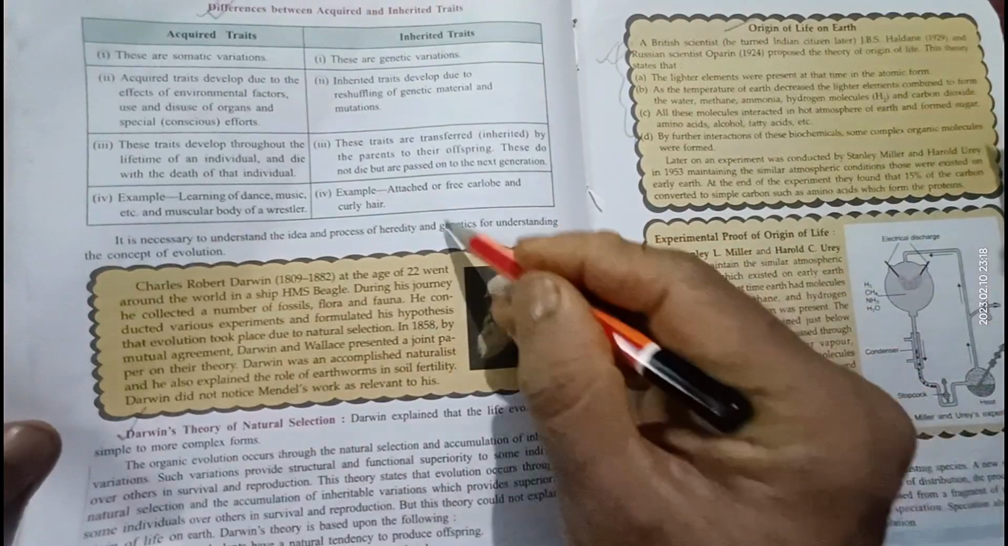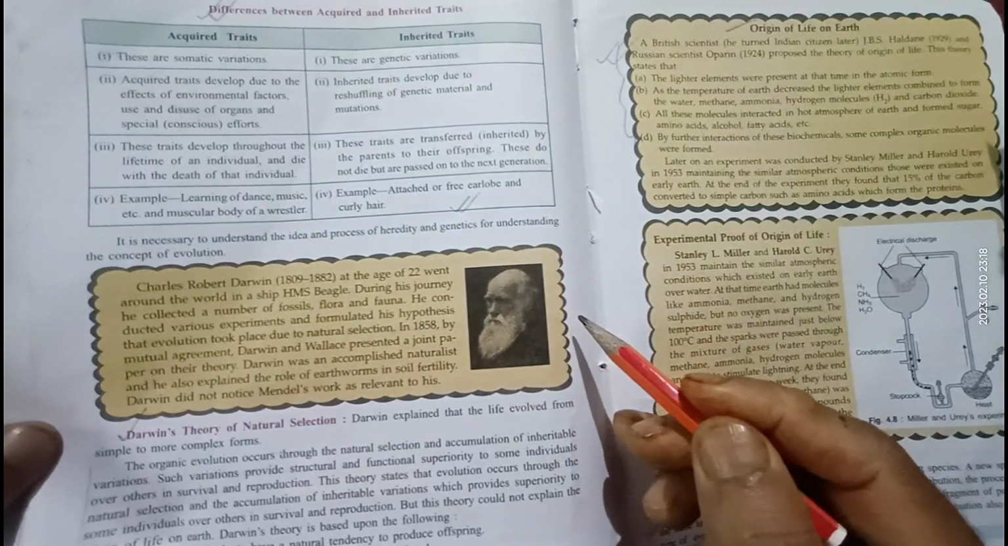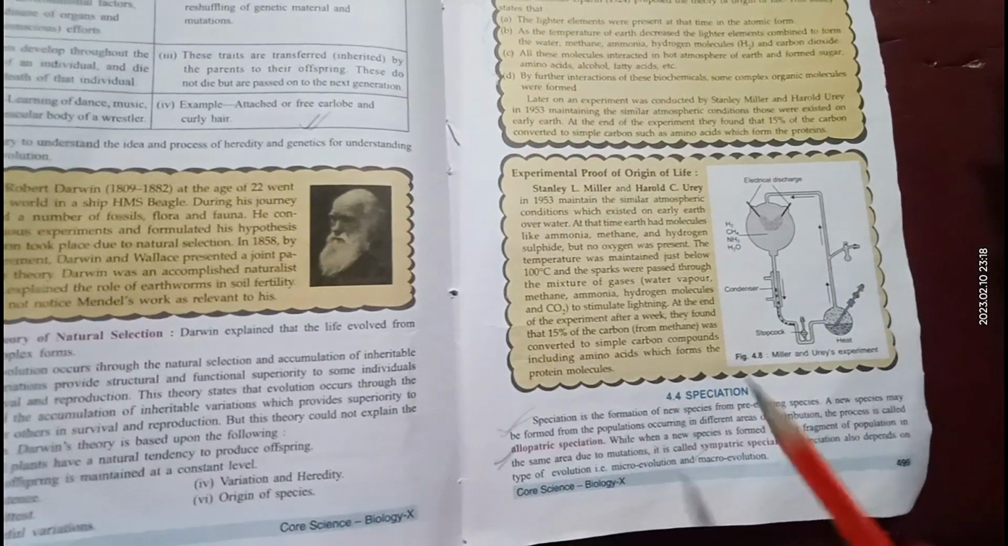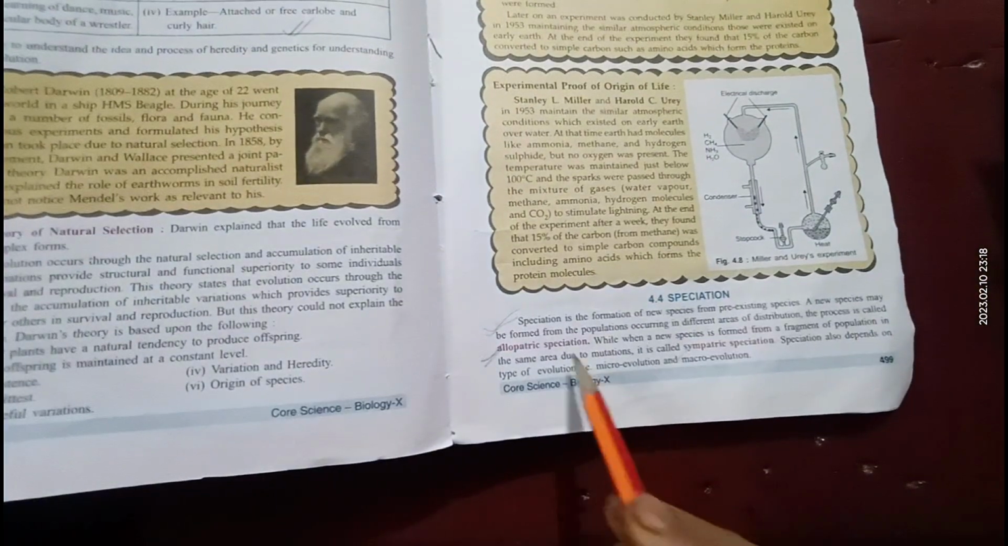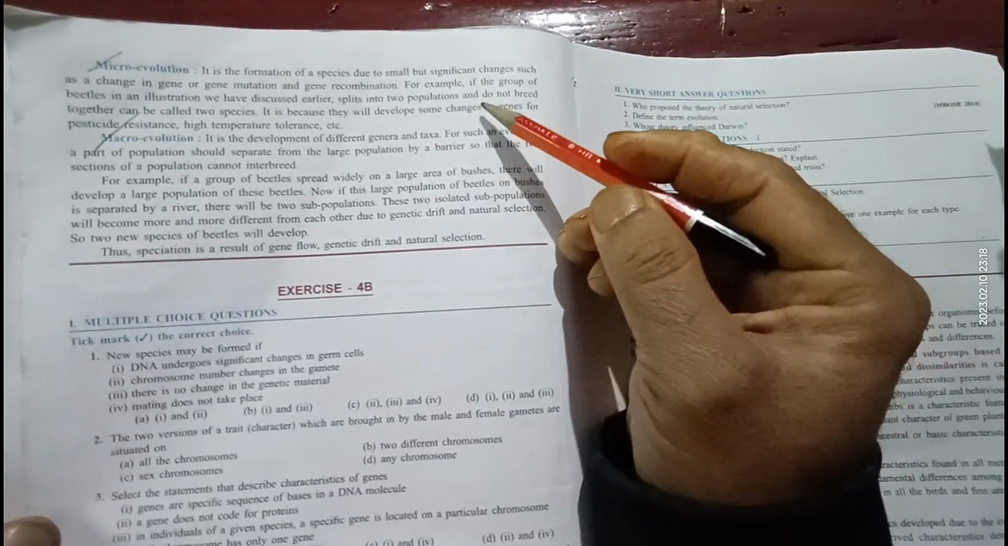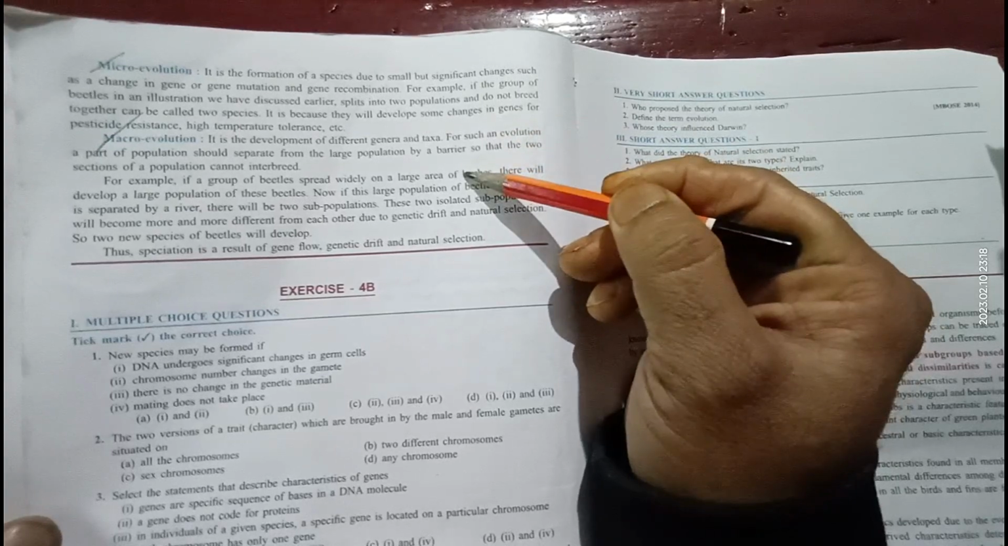In page number 496, just go through the definition of evolution. In page number 497, definition of acquired trait, inherited trait, genetics, genetic drift. In page number 498, these differences between acquired trait and inherited trait, Darwin's theory of natural selection. From this, remember 5 points. From page number 499, these two just go through, and from this try to remember the definition of allopatric speciation and sympatric speciation. In page number 500, remember the definition of microevolution and macroevolution.